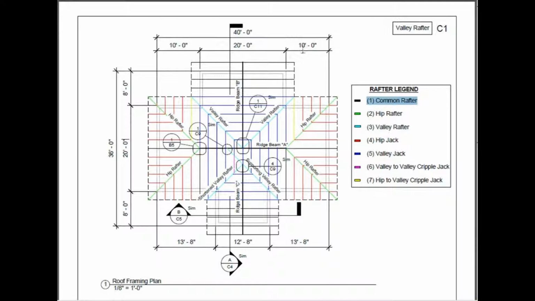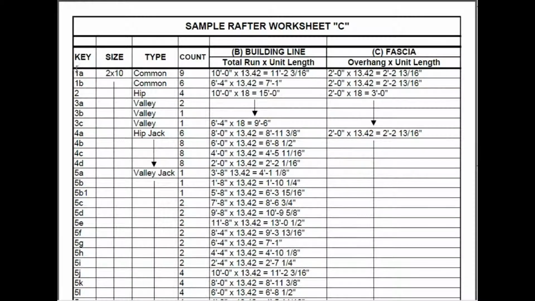Back to the roof framing plan. This common rafter has a 10-foot run, and the same thing with the hip rafter, 10-foot total run. So for the key 1A, which is your common rafter, we just said that your total run is 10 feet. Total run for your hip rafter is also 10 feet. Now we need to multiply that by your unit lengths. For the common rafter, the unit length is 13.42, and for the hip rafter, your unit length is 18.